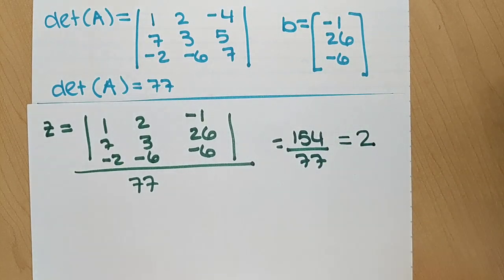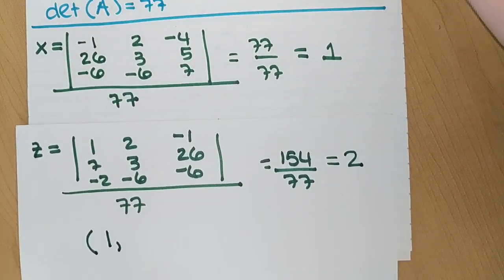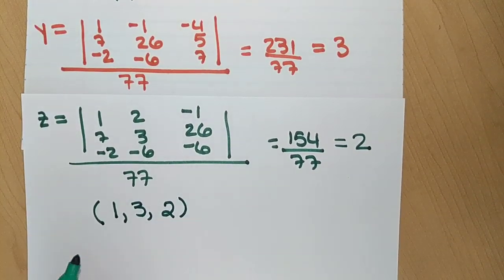So your final answer is going to be the x value, which was 1, the y value, which was 3, and then the z value, which was 2.